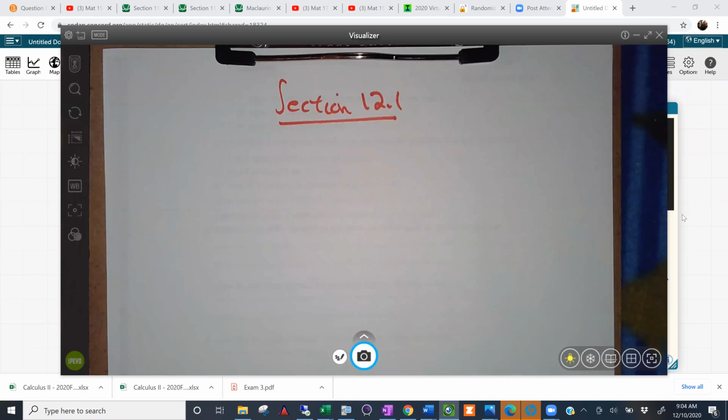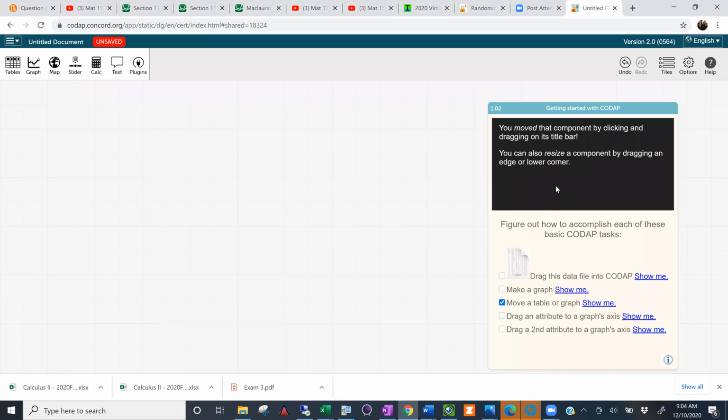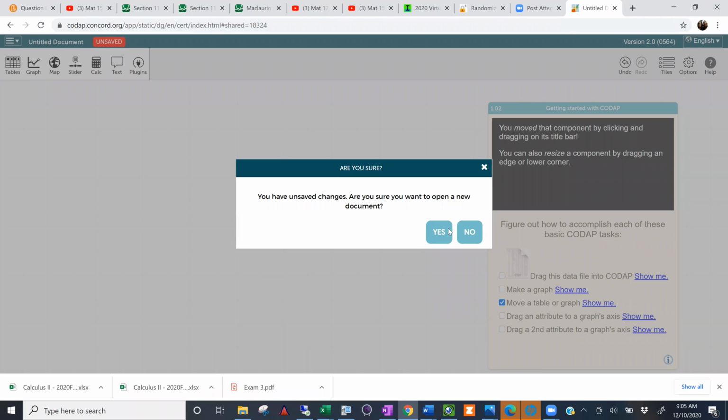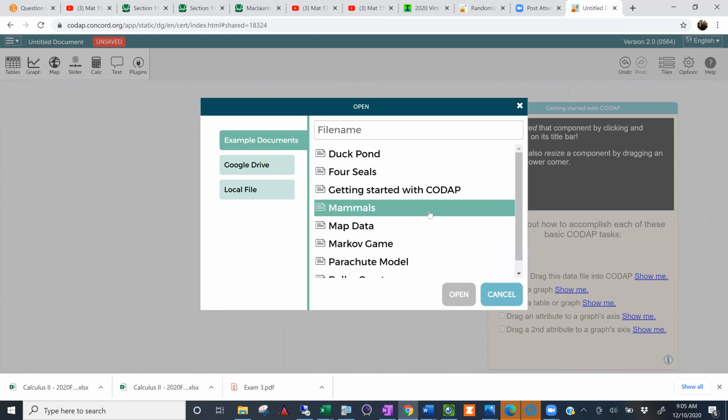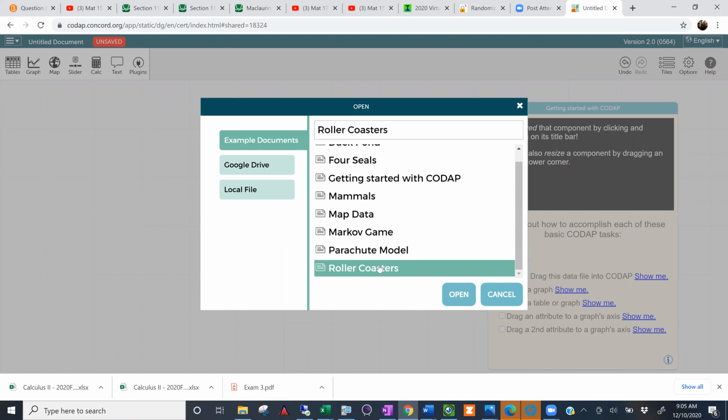So we're going to cover section 12.1 here, which is analysis of variance. And I want to start it out with a kind of familiar data set, something that we dealt with before. If you go to the link that I sent you in the chat, then in the upper left-hand corner, there's a little drop-down menu. I'd like you to click that, and we're going to open up the roller coaster data set. So click the drop-down, open, and yes, it's okay. We can change things. Scroll all the way down to the bottom and open up the roller coasters data set.